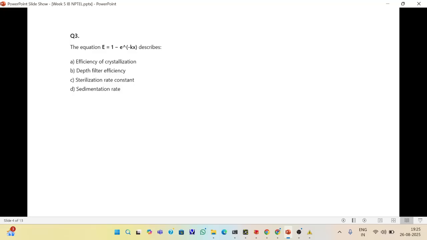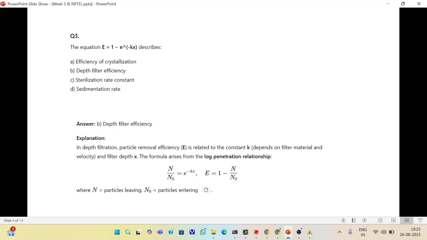Okay, let's see what is the answer to this question. It is depth filter efficiency. So this equation describes the depth filter efficiency. So what happens in this? In depth filtration, the particle removal efficiency, which is the E, is related to the constant K.